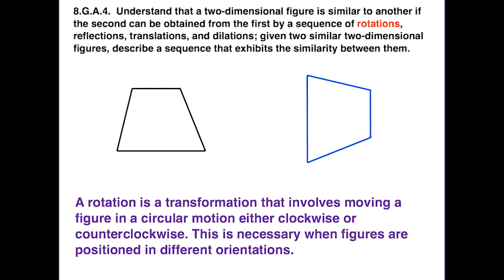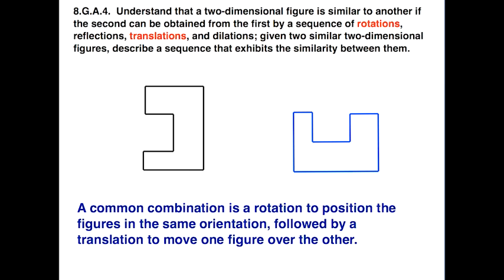That's necessary when figures are positioned in different orientations. So like in this case, they're not in the same orientation, so I'll take this one and rotate it around. Now they are in the same orientation, and then I could do some other things with this. A common combination is a rotation to position the figures in the same orientation, and then follow this with a translation to move one figure over the other.